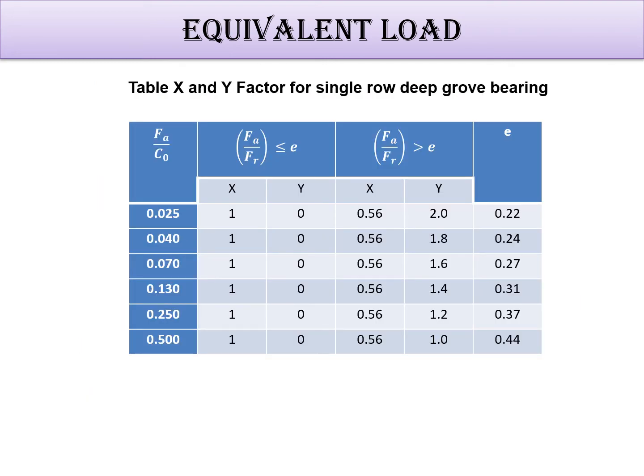Now the X and Y factors for a single row. This is the table for the X and Y factors. First we need to find FA upon C0, and then FA upon FR. Just check the value of E, and if FA upon FR is greater than or equal to E, we can use this table. If it is less than E, at that time we have to use this table. So based on that, you will get the factors going to design it.